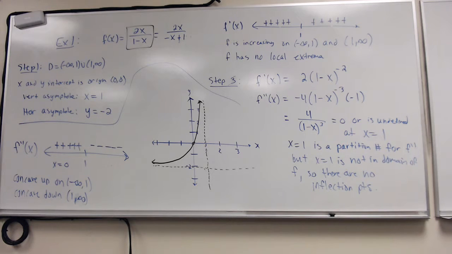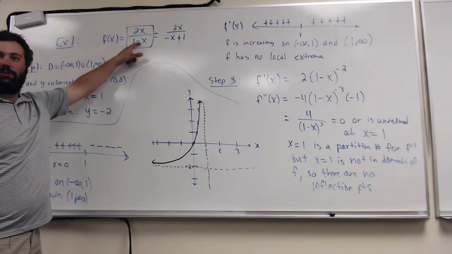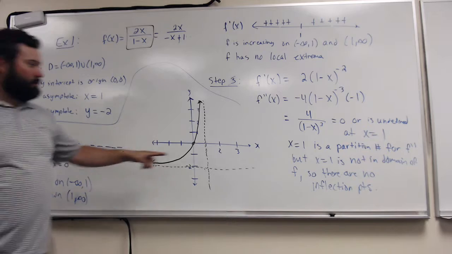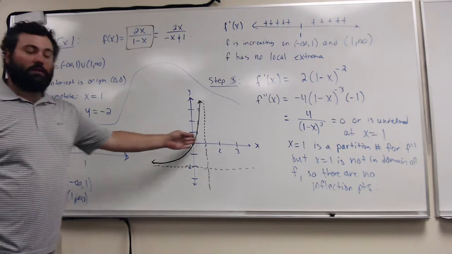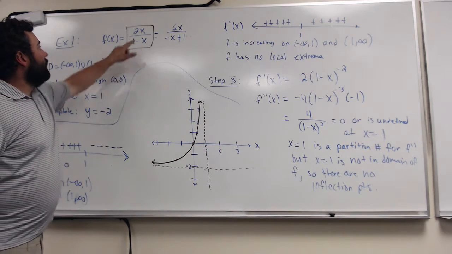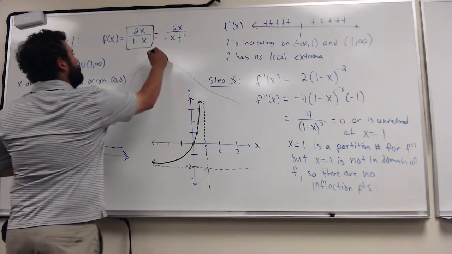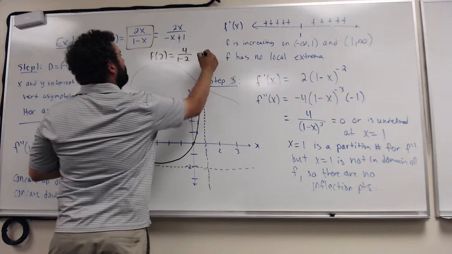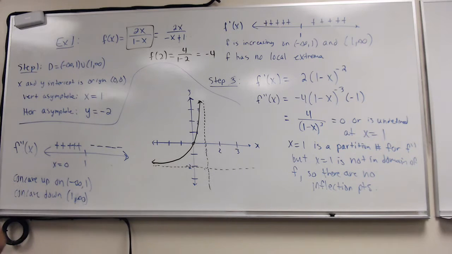Okay. You can also plot a couple extra points if you want, just by plugging some values into the original function. Like for instance, out of curiosity, what's going to happen at positive 2? Just to have a point to the right of the asymptote. f of 2 would be 2 times 2, which is 4, over 1 minus 2, which I believe is going to be minus 4. So I actually didn't go down far enough.